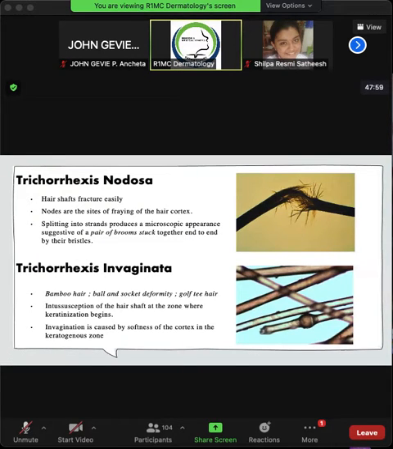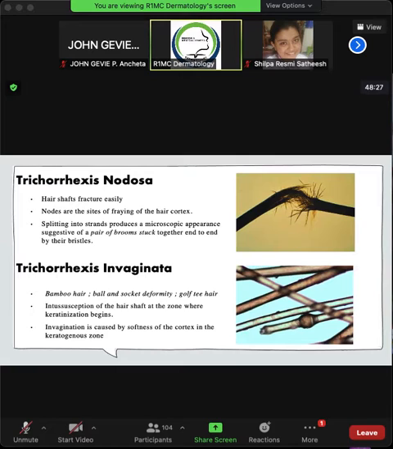Another is your trichorrhexis nodosa, in which the affected hair shafts fracture easily and may have small white nodes arranged at irregular intervals. So, for your trichorrhexis nodosa, usually these are your split ends.